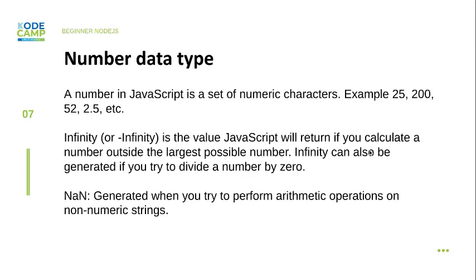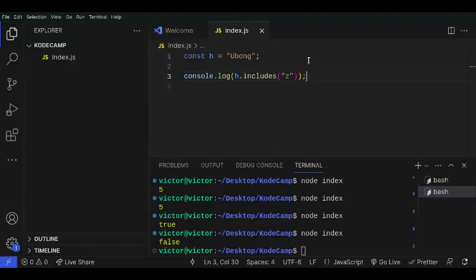Infinity can be generated if you try to divide a number by zero, right? So let's say 500 divided by zero is going to generate an infinity for you. Then we have NaN. NaN is generated when you try to perform an arithmetic operation on a non-numeric string. Take note of this word, non-numeric. Non-numeric is what it means. Let me share my VS Code.